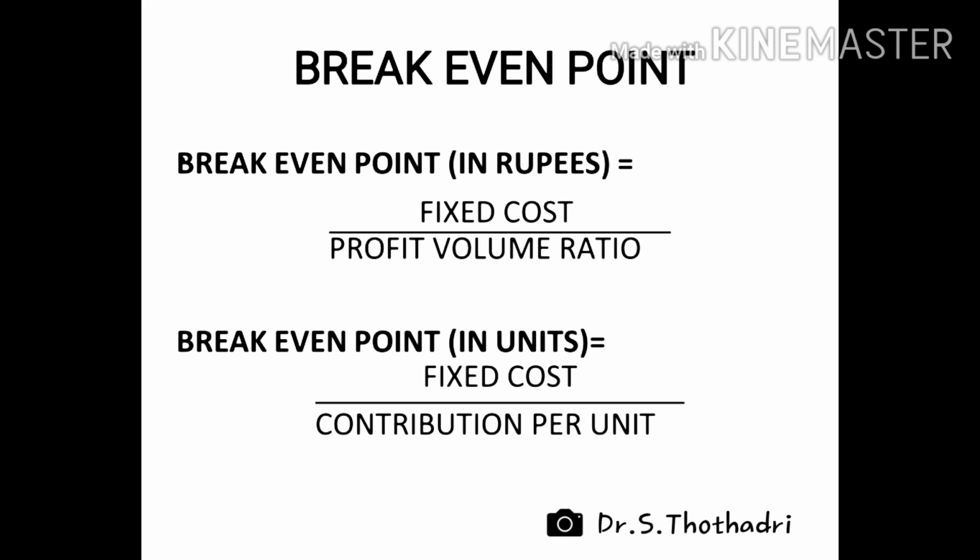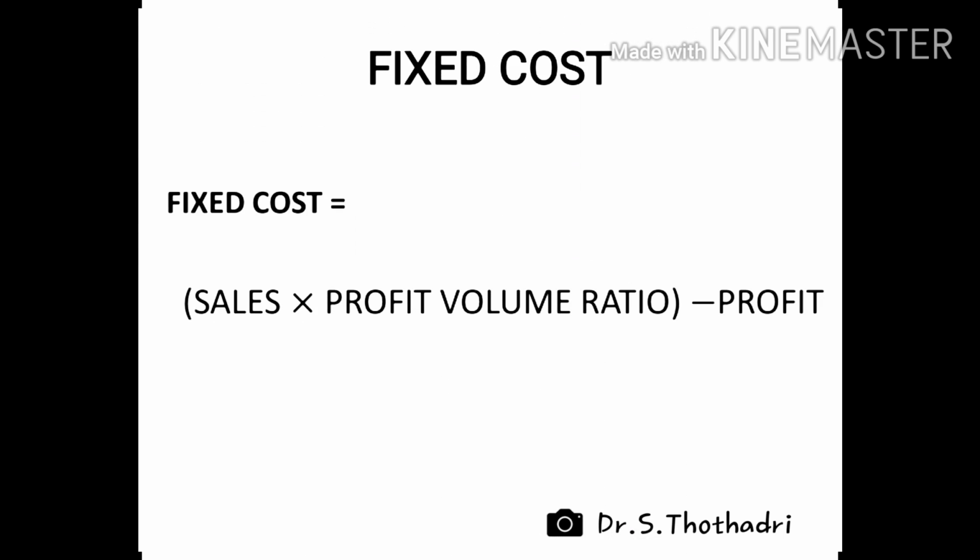So break-even point can be calculated in rupees as well as in units. Unless the problem specifies, break-even point can be calculated in rupees. If the problem is very specific, you have to calculate the break-even point in units. The formula to calculate the break-even point in rupees is fixed cost divided by profit volume ratio. If you want to calculate the break-even point in units, the formula is fixed cost divided by contribution per unit. So the word per unit is very important. Contribution is nothing but the difference between sales and variable cost.